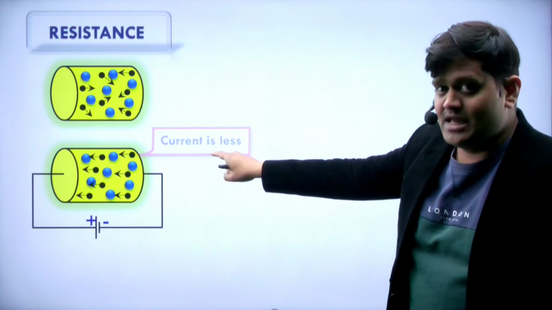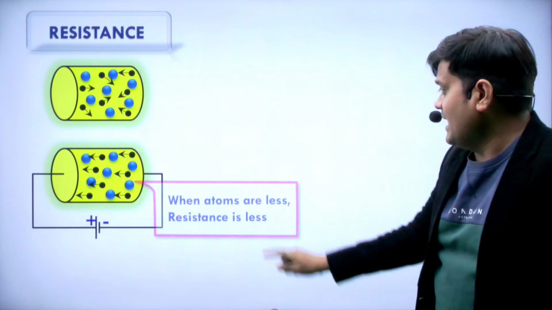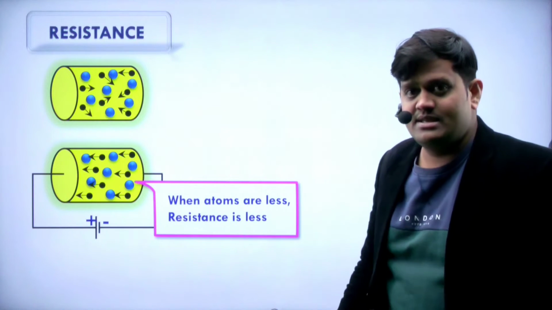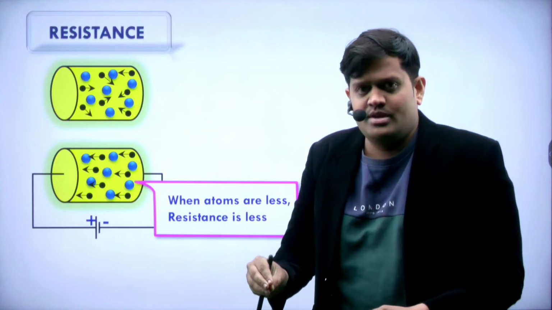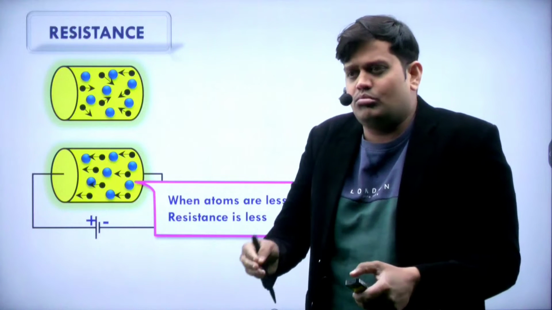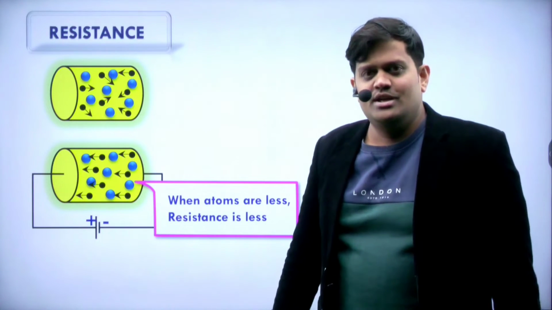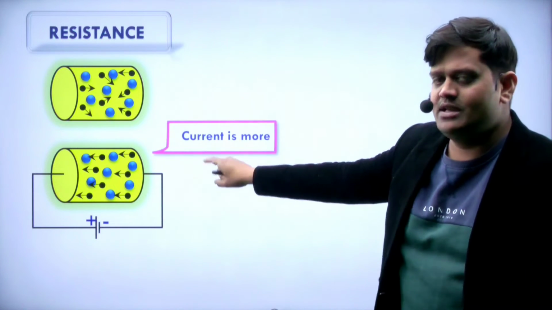As you know, if atoms are more, electrons are more, and current is less. If atoms are less, resistance is less. With a very small number of atoms and electrons, there are almost negligible collisions. So the current is more.